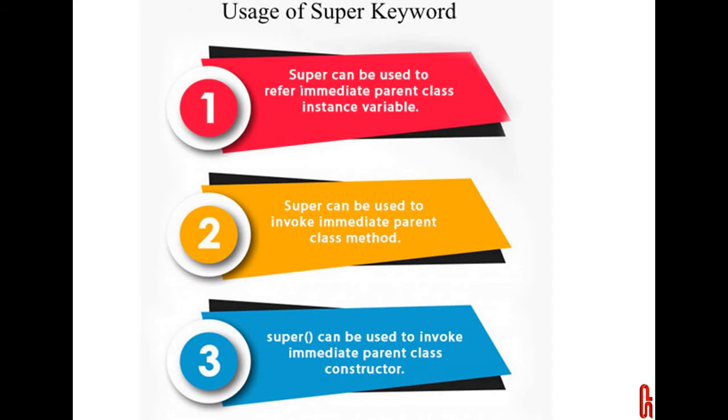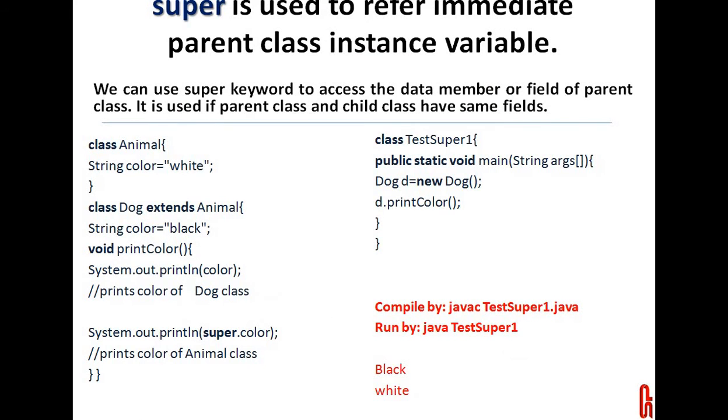Super can be used to refer to the immediate parent class instance variable, or super can be used to invoke the immediate parent class method, or super can be used to invoke the immediate parent class constructor. Now we will see each of the uses with the help of programs.